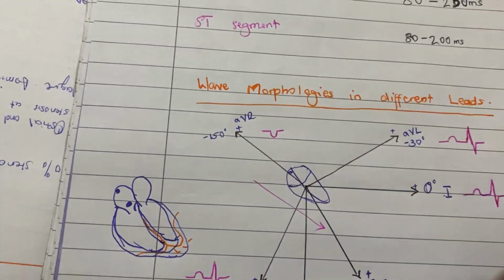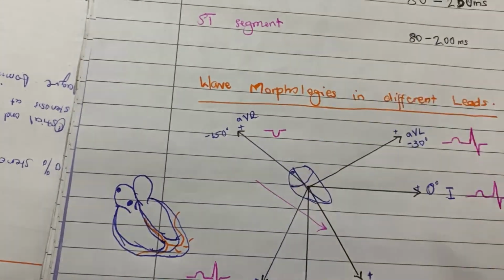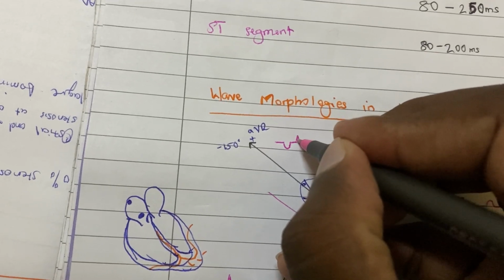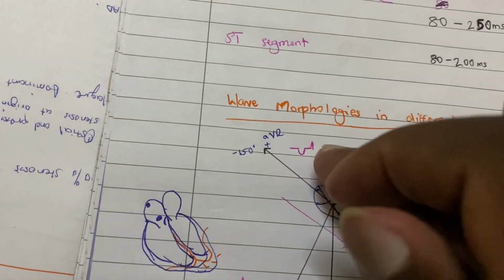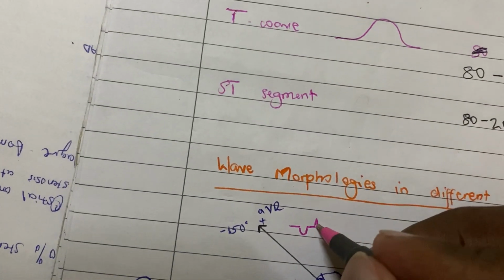And since it is going away from this, it may appear like this and then down. But in most cases it will be net negative. So you can take it like that.